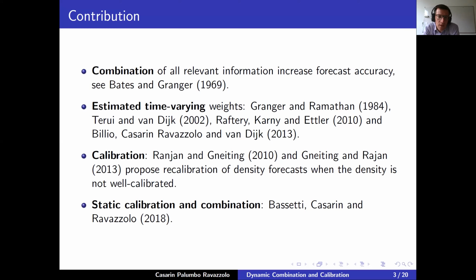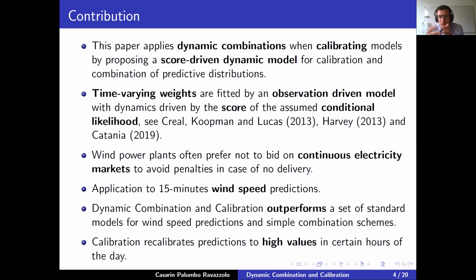Myself, I did a paper published a couple of years ago where we combined the two sets of literature, combination and calibration. We didn't make them two different contributions, but put them together, with static weights. So the weights were not dynamically changing over time. So you probably know where we are going now, and with this slide I hope it is clear what the contribution of this paper is. We apply dynamic combinations when calibrating models. And how do we do the dynamic, the time-varying part? We use a score-driven dynamic model. I will provide more definition of what score-driven is, but basically you have a loss function which is characterizing the model.